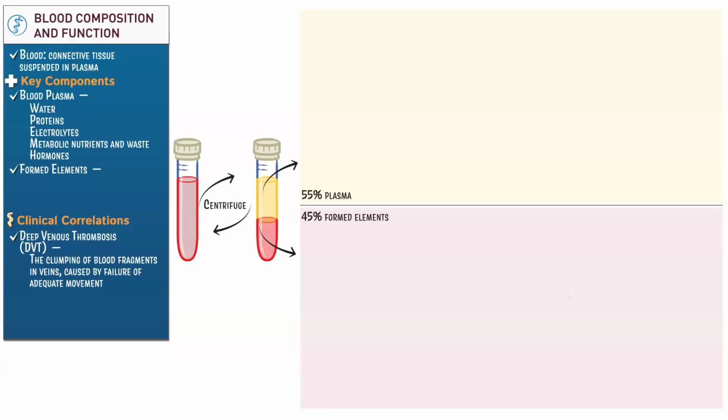Next, denote that the formed elements comprise the following: erythrocytes, also known as red blood cells, which transport oxygen and carbon dioxide; leukocytes, also known as white blood cells, which protect the body from foreign organisms; and platelets, also known as thrombocytes, which are fragments of large cells. Now we're ready to learn their specific functions.